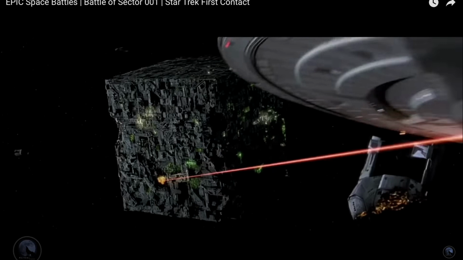So any movie that has lasers being shot, you actually cannot see the lasers from where they're being shot to where they hit. That is another misconception that, again, just ruins science fiction movies.